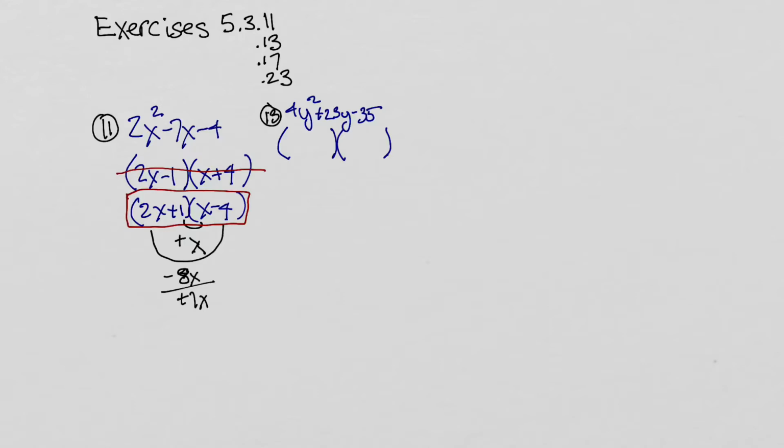So let's try this. I'm going to call this method of good guessing. So I'm going to make some guesses here. So with the 4y squared, we can get that with a 4y and a y. Also a 2y and a 2y. Now, I don't know which ones to try here, so we'll just have to go with something. But now let's go with the 35. The 35, we could go with 35 and 1 and 7 and 5. I think those are all the factors of 35.